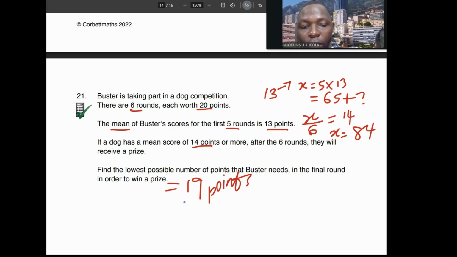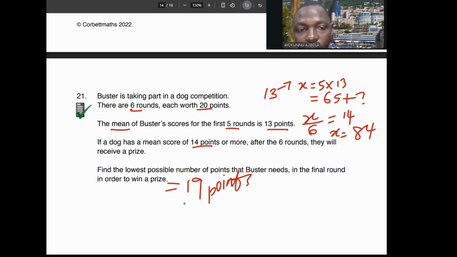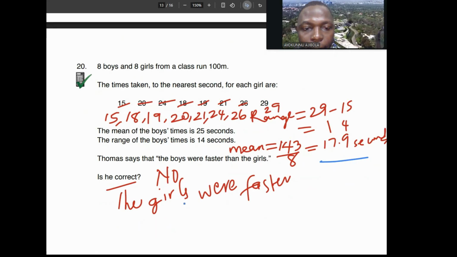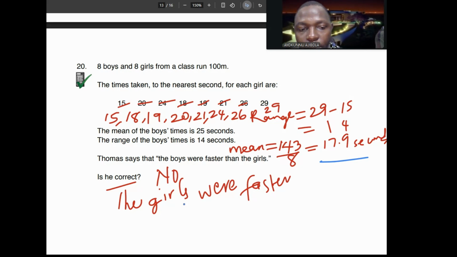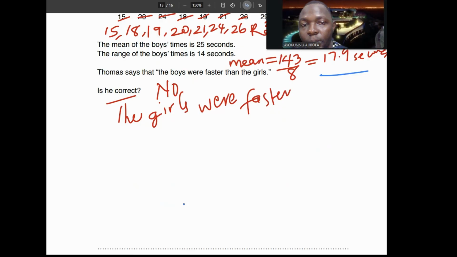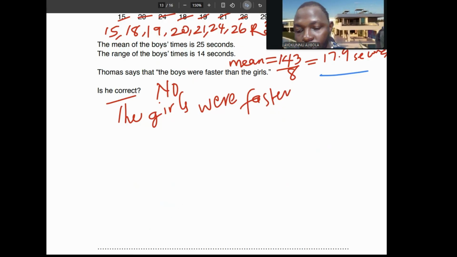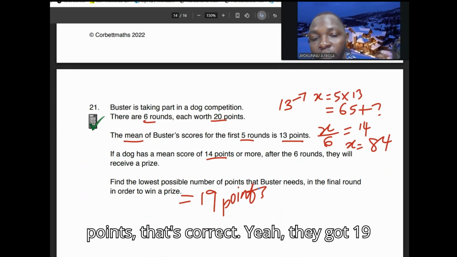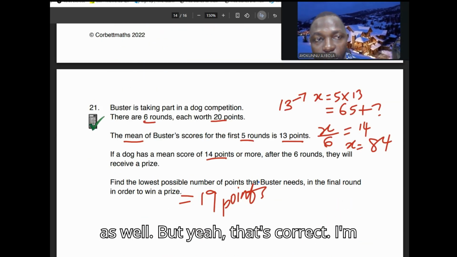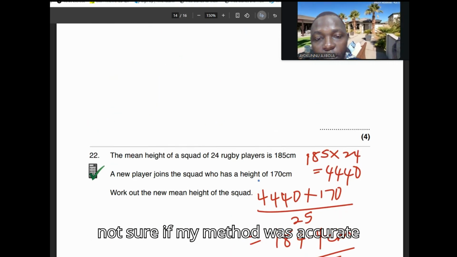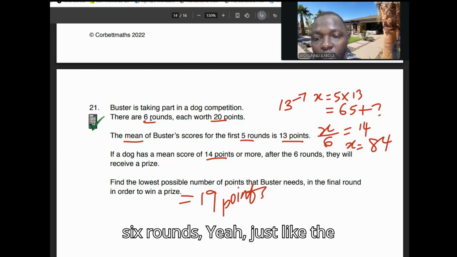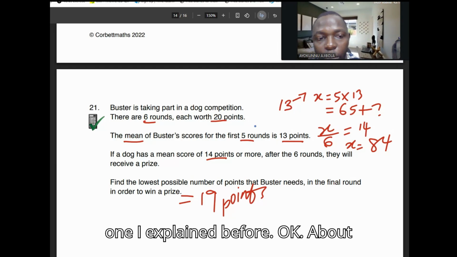Number 21, what do you get? Sorry, I'm just writing extras. Okay, for number 21, you got 19 points. That's correct. Yeah, they got 19 as well. I'm not sure if my method was accurate. The question said there are 6 rounds. Yeah, just like the one I explained before.